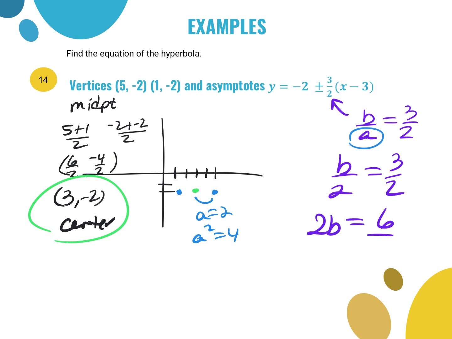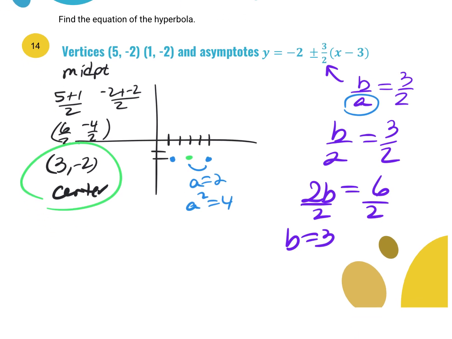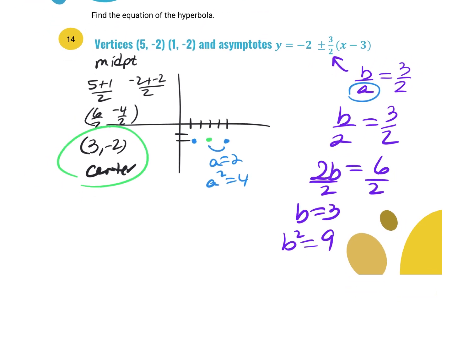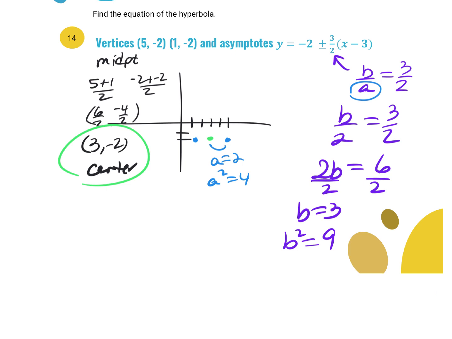You can already see that b is going to be 3. So divide, and b equals 3. Square it, b squared is 9. Now I have everything I need to fill in my equation. I've got my a squared, my b squared, and my center.